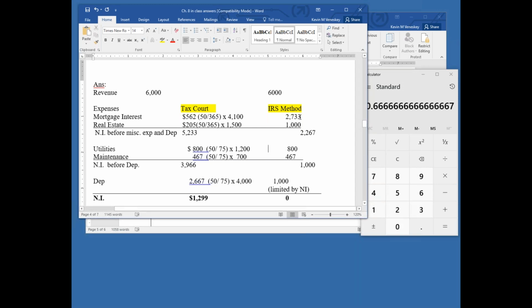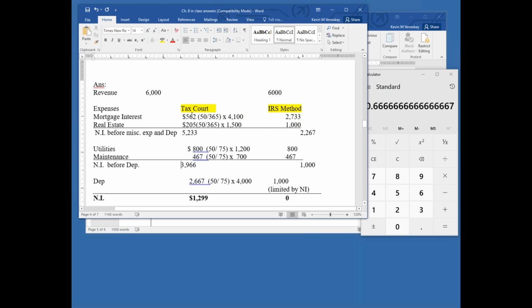The IRS method, I'm going to take the 66.67% times the 4,100, and that's what I would have got. Then the same percentage times the real estate tax, 1,500 total. That's what we get. So we take the 6,000 minus these two. We're down to only having income of $22.67. Whereas over here, my income is much, much higher because I used days rented divided by the full 365.